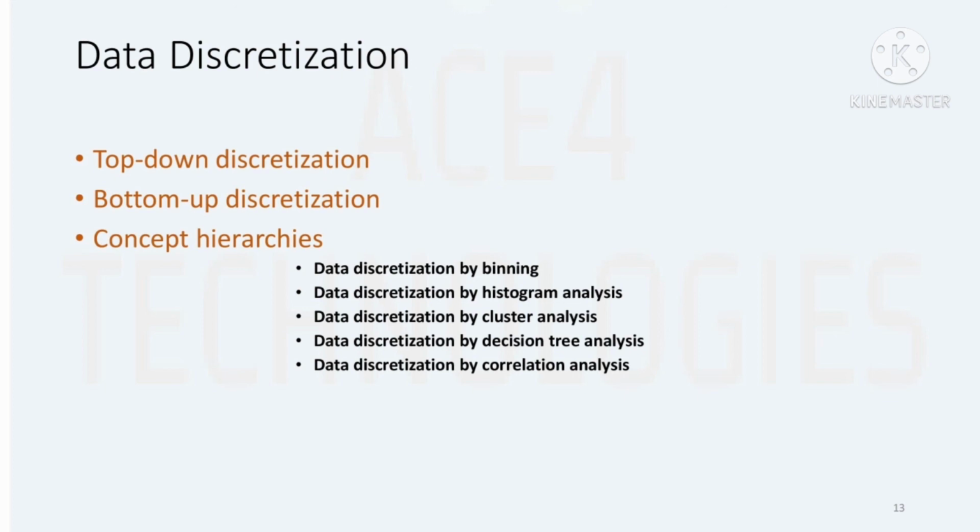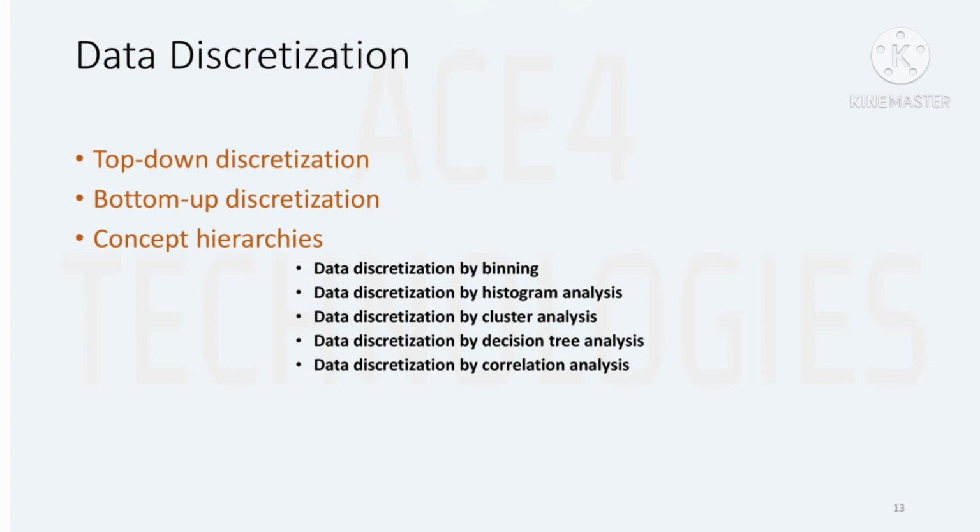The next is data discretization by histogram analysis. In this technique, a histogram partitions the values of an attribute into disjoint ranges called buckets or bins. It is also an unsupervised method. The next is data discretization by cluster analysis. In this technique, a clustering algorithm can be applied to discretize a numerical attribute by partitioning the values of that attribute into clusters or groups.